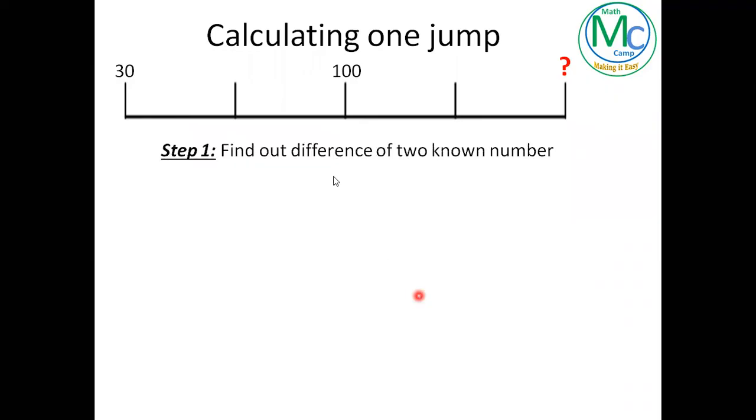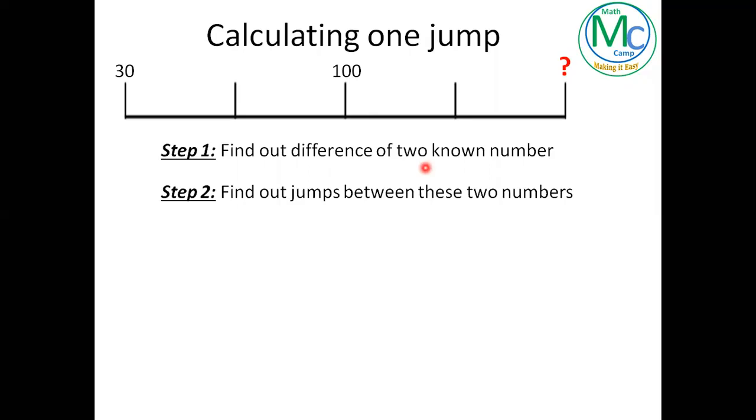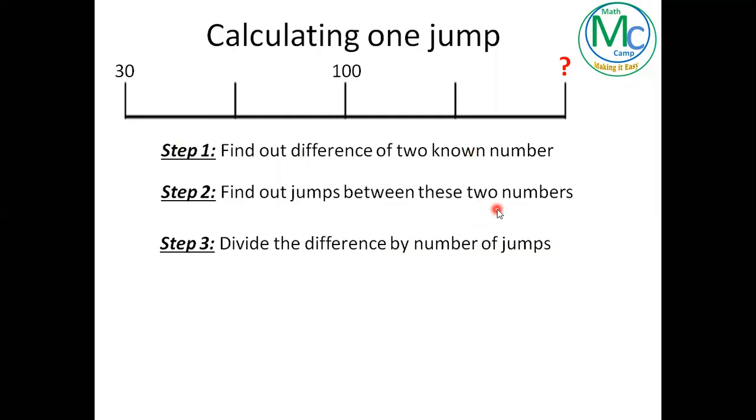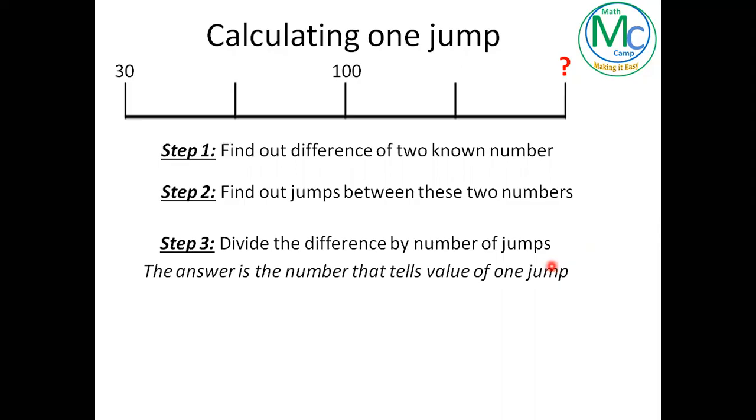The first step is to find out the difference of two known numbers. On any number line, you need to see two numbers and take the difference of those two numbers. Second step, you need to find out the number of jumps between those two numbers whose difference you have just taken in step number 1. Step 3, you have to divide the difference you calculated in step 1 by the number of jumps you calculated in step 2. This will give you the value of one jump for that number line. And this was our objective to find out.